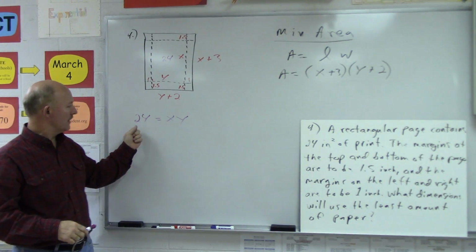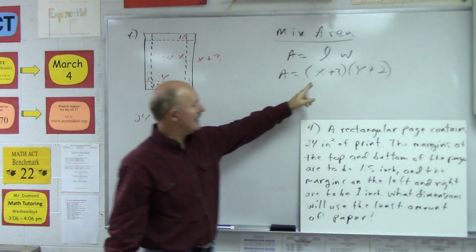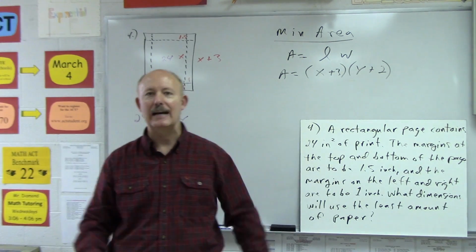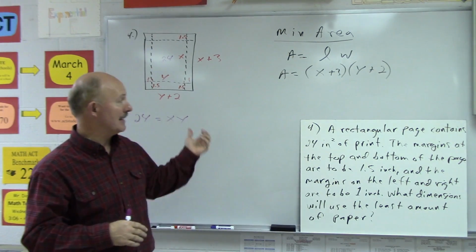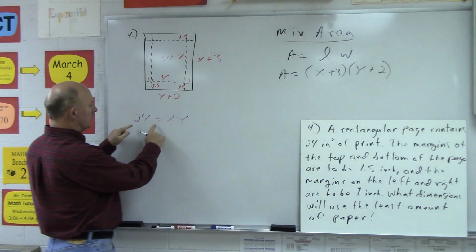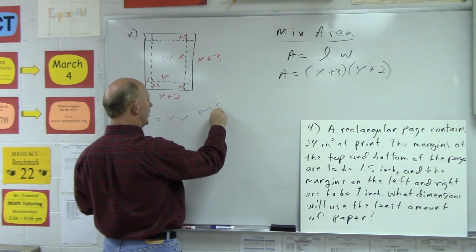Now we're going to use this equation to eliminate, in this case, probably y. I like just to keep it in terms of x, but you could actually eliminate either variable that you wanted to. Now, let's solve this for y.